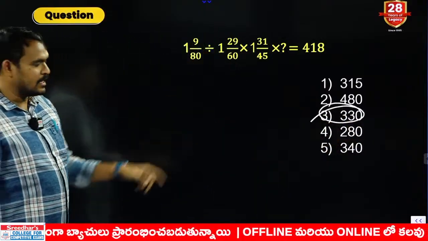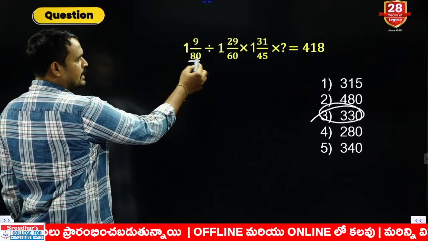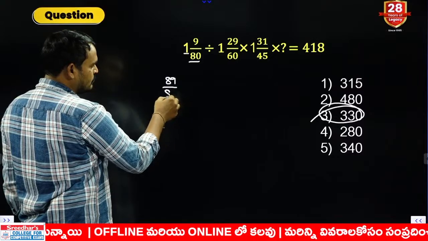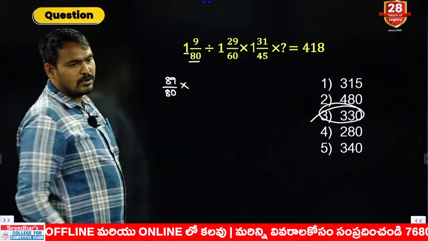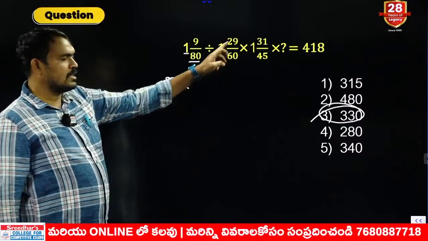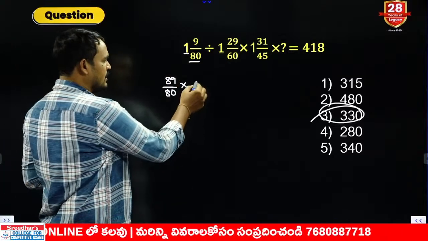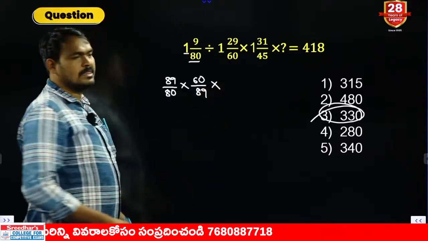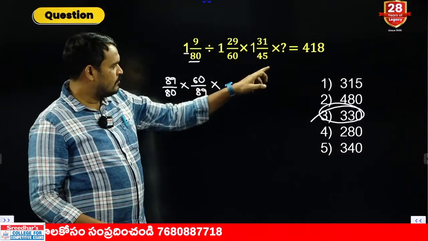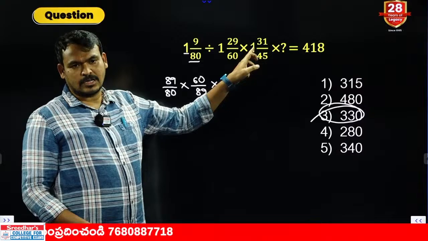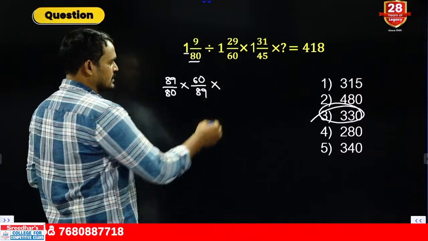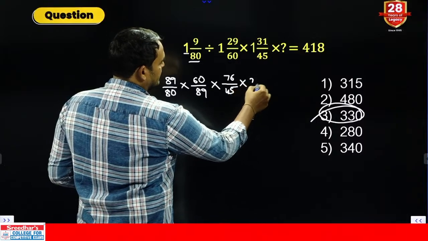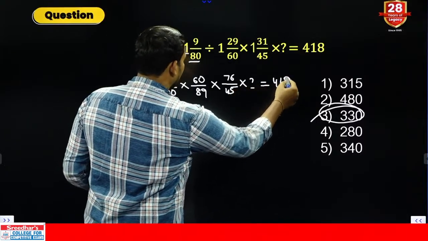We are getting 330. 19 by 80 means 80 into 1, 80 plus 9 means 89 by 80 multiplied by 129 by 60. 60 ones are 60 plus 29, how much? 89. That is written as 89 by 60. Multiplied by 131 by 45. 45 ones are 45 plus 31, that is 76. 76 by 45 multiplied by something, that is equal to 418.